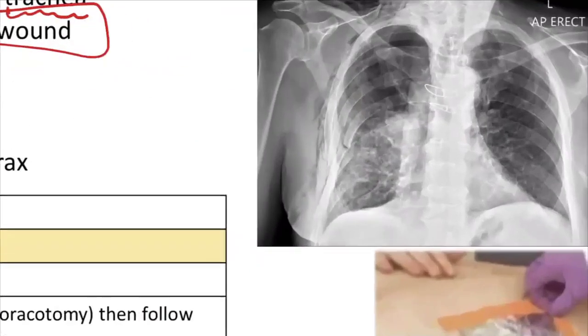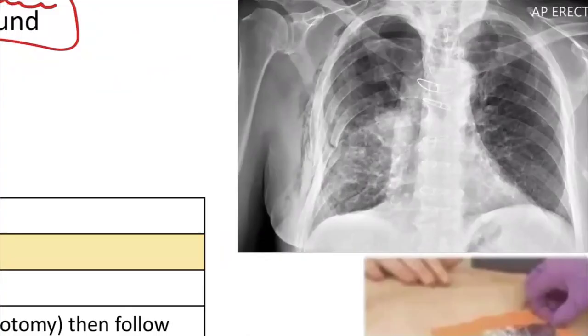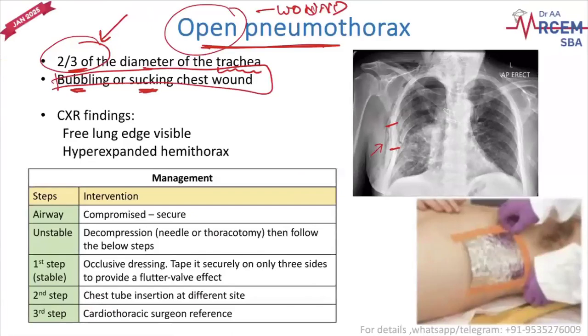When you get an X-ray done, you may not be able to clearly appreciate the pneumothorax because there is an open wound. You may not be clearly able to appreciate the pneumothorax at all on the chest X-ray. There might be multiple rib fractures, and some associated subcutaneous emphysema can be present. Those are the parameters you will be looking out for.